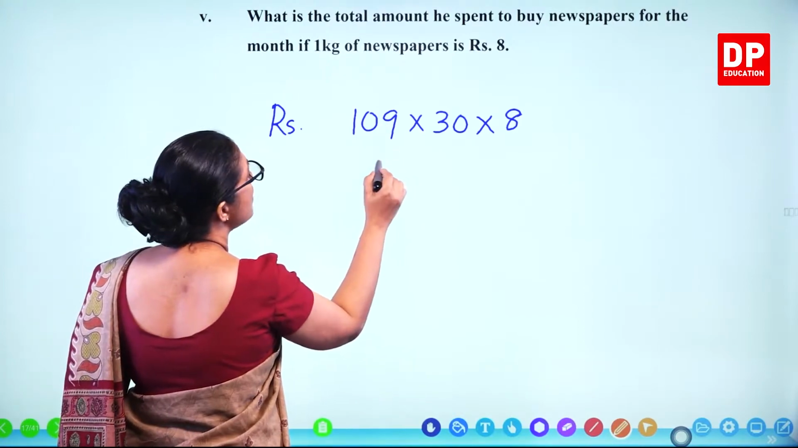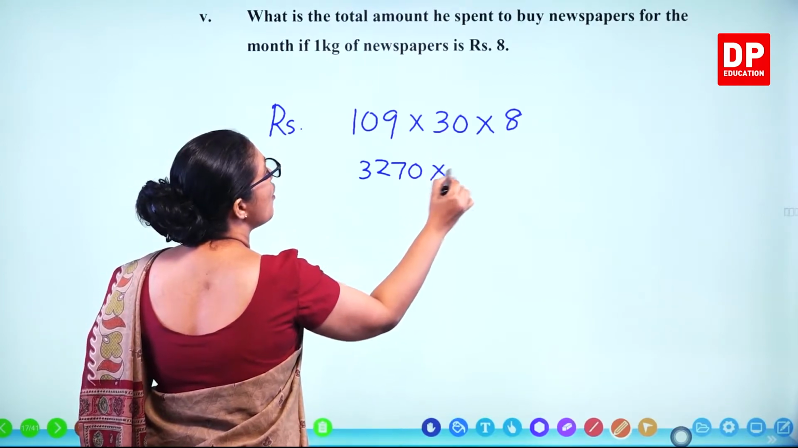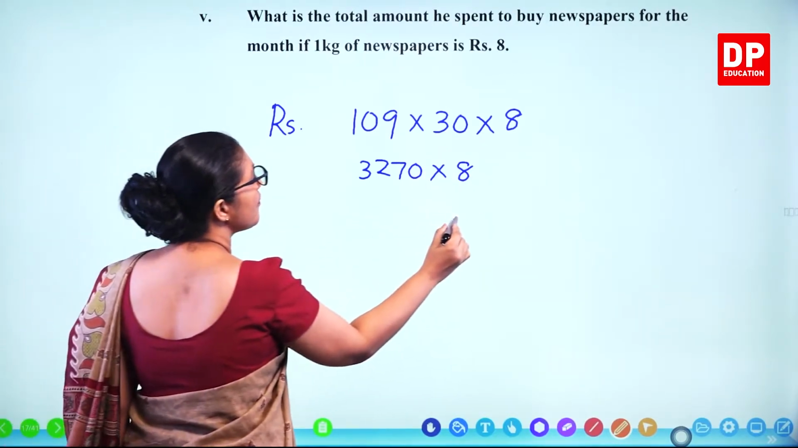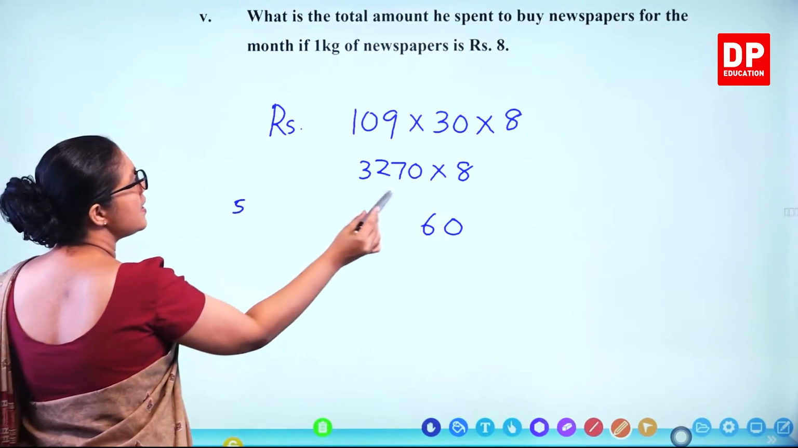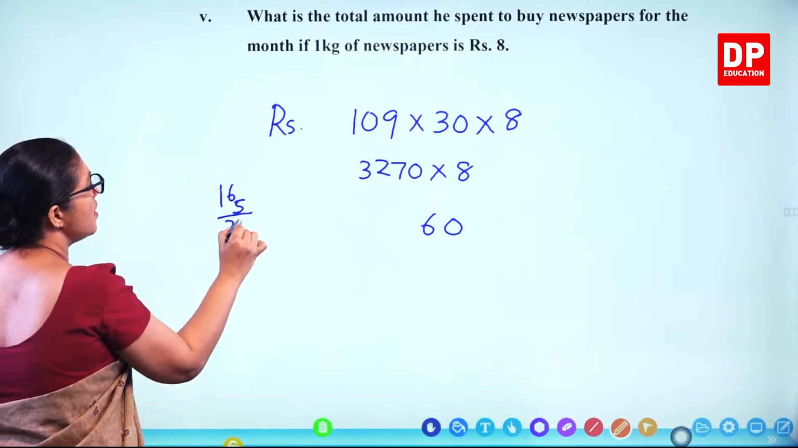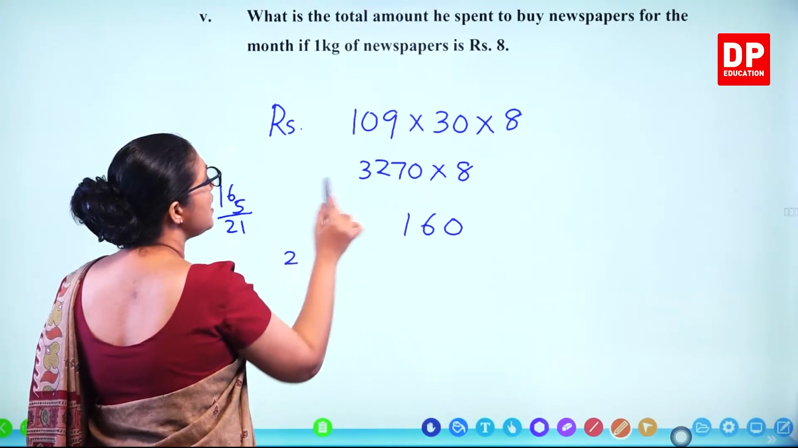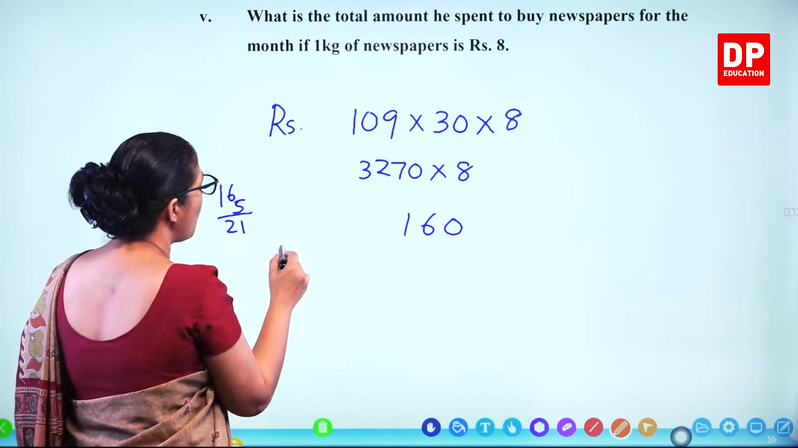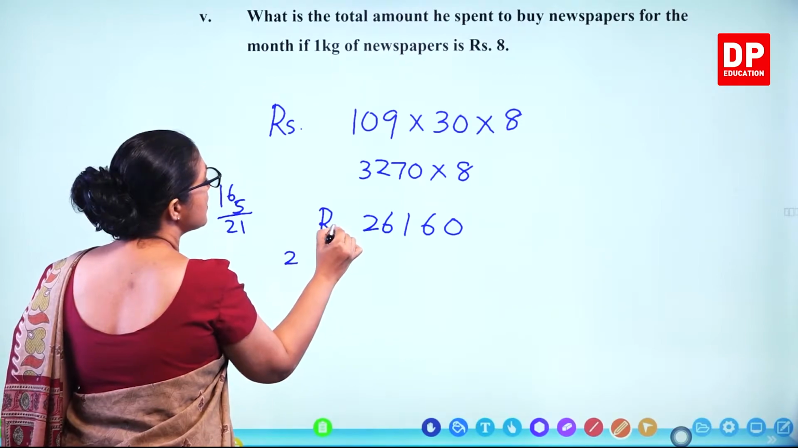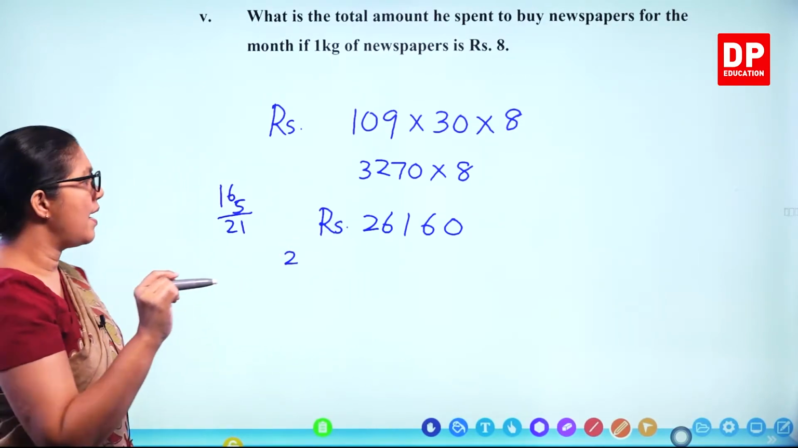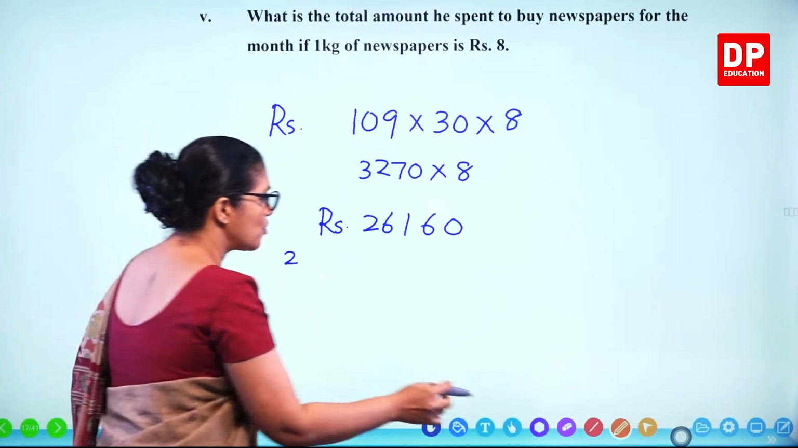3 times 9, 27, 3, and here with 0. Now multiply by 8. 8 times 0, 0, 8 times 7, 56, 5 remaining. 8 times 2, 16 plus 5, 21, and 2 remaining. 8 times 3, 24, plus 2, 26. So you get 26,160 rupees. So this is the fifth part. You get 2 marks.